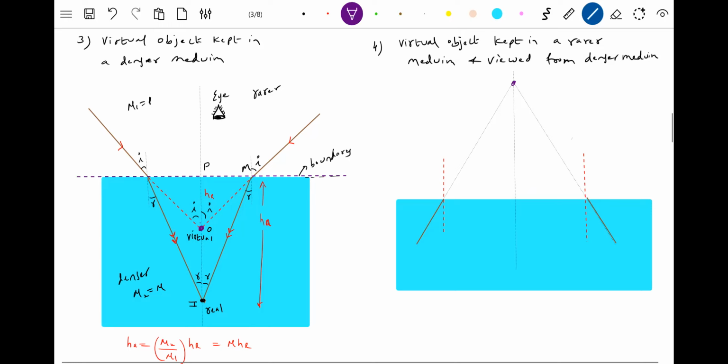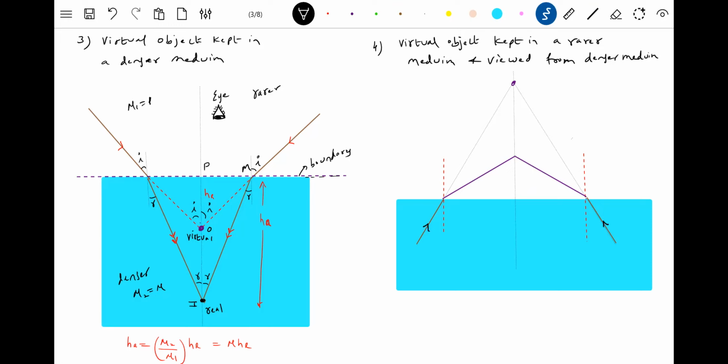So after refraction, so this is the virtual object. Virtual object. Real image. So this is P, this is M. Mu 2 equal to mu, mu 1 equal to 1. This is a rarer medium. This is a denser medium.